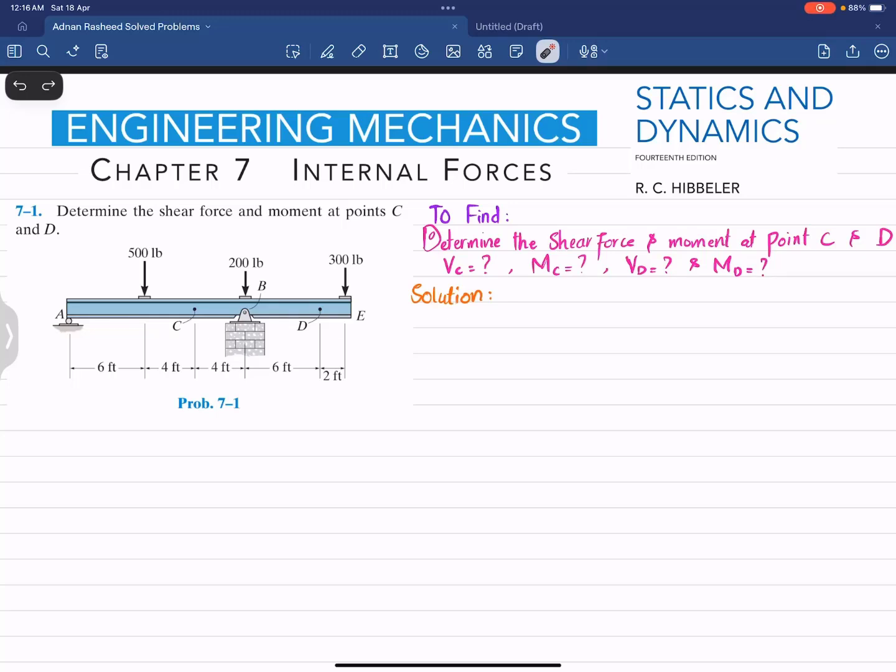Welcome back. In this video, we are going to solve problem 7-1 that is taken from chapter number 7, Internal Forces, and book name is Statics and Dynamics by R.C. Hibbeler, 14th edition. So statement is determine the shear force and moment at point C and D.